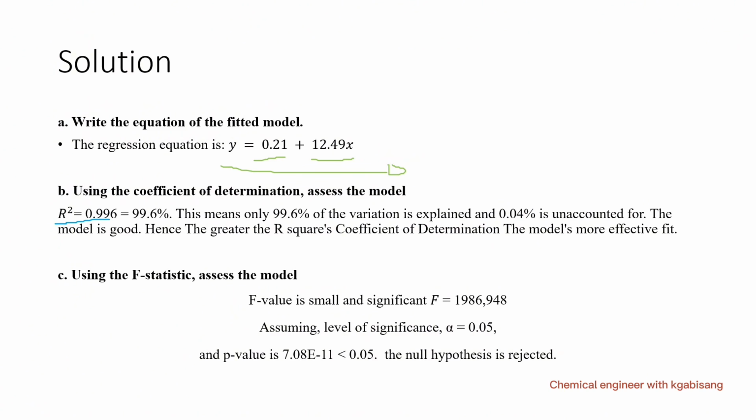And lastly, use the F statistic to assess the model fitness. To answer C, we are going to assess the model significance by comparing the F value to the critical value at a given significance level alpha. In this case, let's assume 0.05. So we are going to check if the p-value is greater than alpha. If you check here, the p-value is way less than the value of alpha. Hence, we are going to reject the null hypothesis.